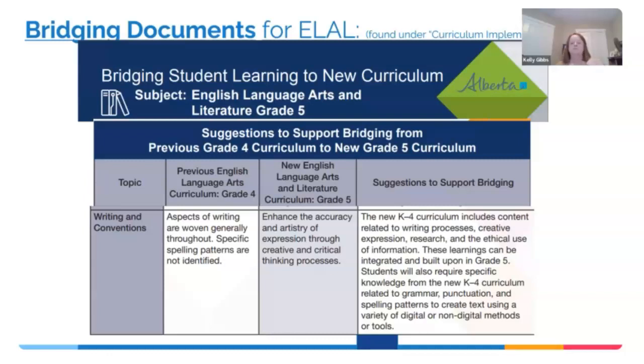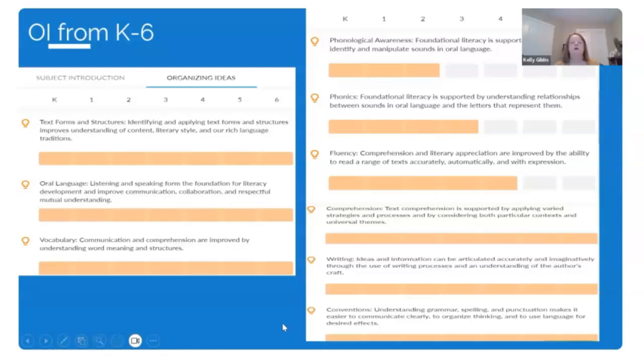So it also goes back to, not that they won't have had it in the old grade 4 curriculum, but just we are more focused on grammar, punctuation, and spelling patterns in writing. So again, here's the organizing ideas and where they go. Most of them will go K to 6, except for fluency, phonics, and phonological awareness. Phonics and phonological awareness show up under conventions.